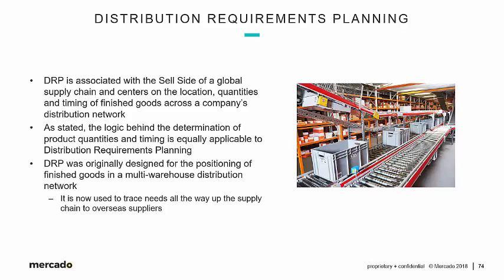Section 12 is dedicated to defining and understanding distribution requirements planning as it relates to tying in forecasted and actual demand with purchase orders. And DRP, because it deals with finished goods, helps us to do just that. As we have stated on a number of occasions, DRP is associated with the sell side of a global supply chain and centers on the location, quantities, and timing of finished goods across a company's distribution network.